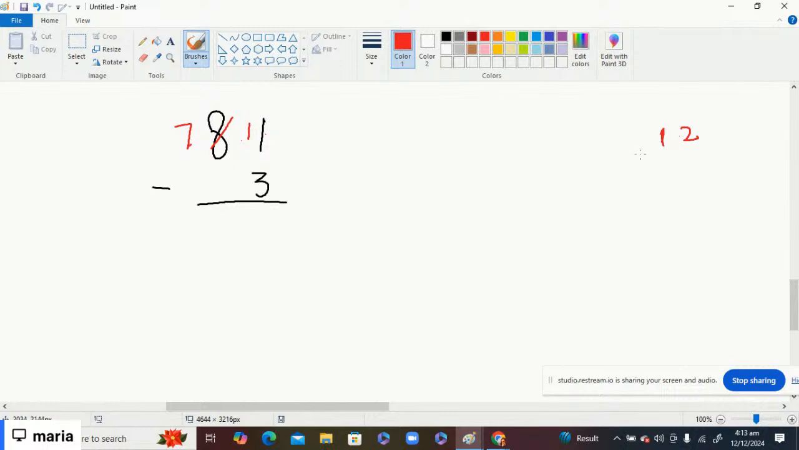So now 11 minus 3, what is the answer? Let's draw some lines: 1, 2, 3, 4, 5, 6, 7, 8, 9, 10, and 11. Now remove 3 lines: 1, 2, and 3. Let's count what is left: 1, 2, 3, 4, 5, 6, 7, and 8. Putting 8 here. And here you're not putting 8, now you're putting 7. So putting 7 here, that is 78, your answer.